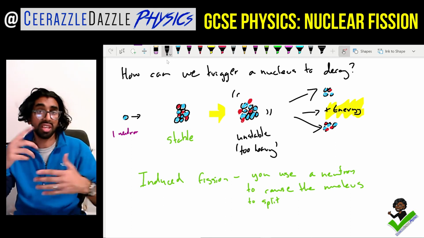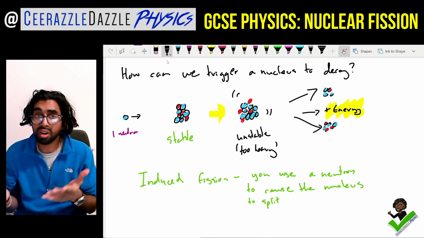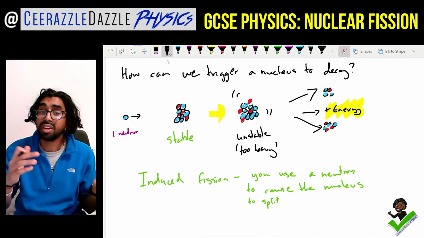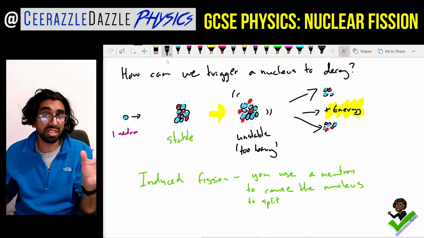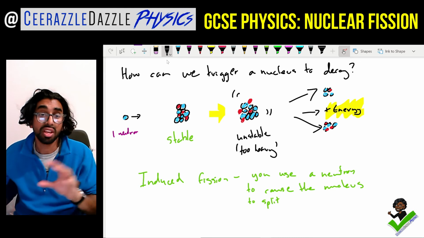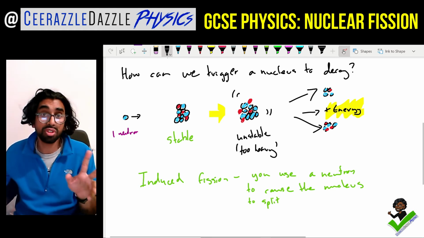Obviously, we're going to be using this to describe how nuclear power works and how bombs work as well. So the key thing is to be talking about this in terms of nuclear reactors. So in a nuclear reactor, we have two types of fuel.